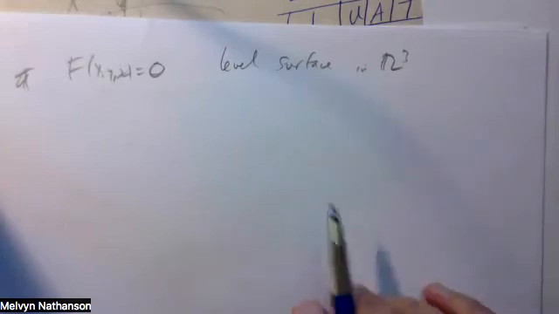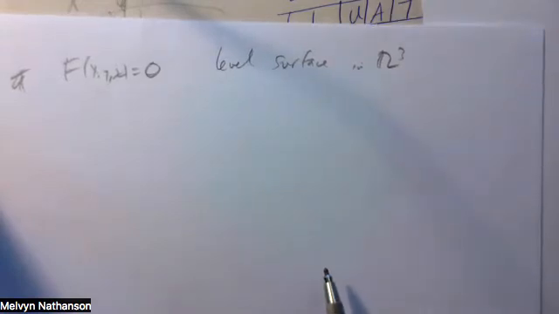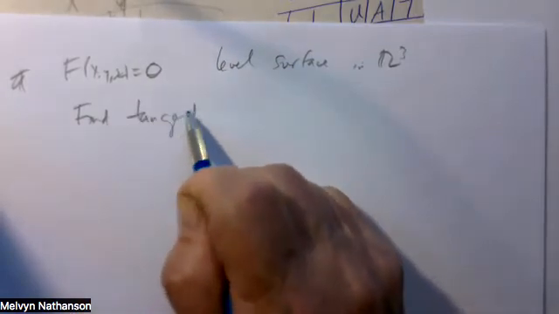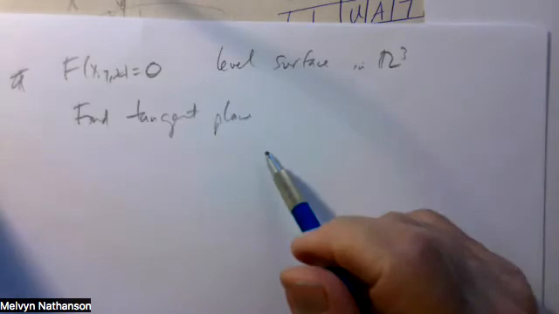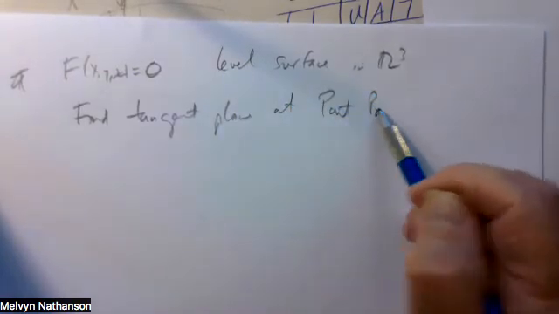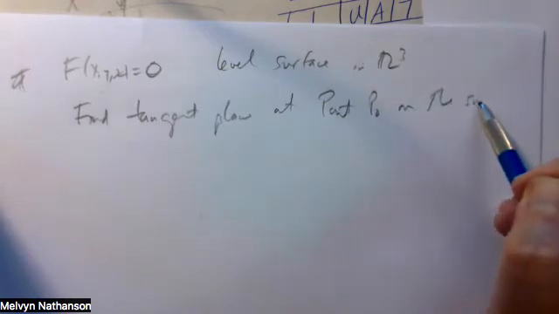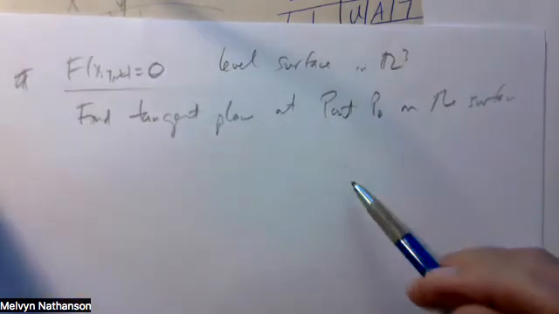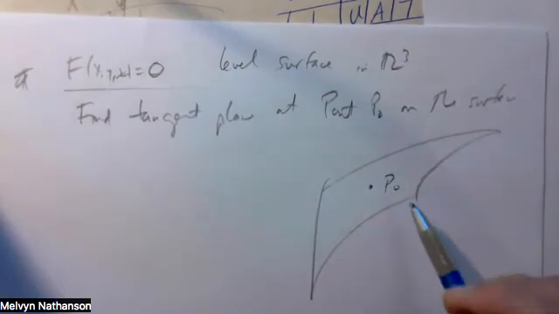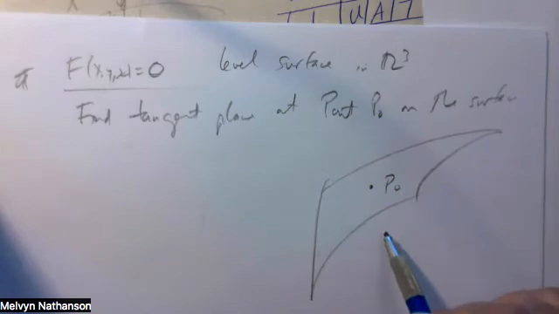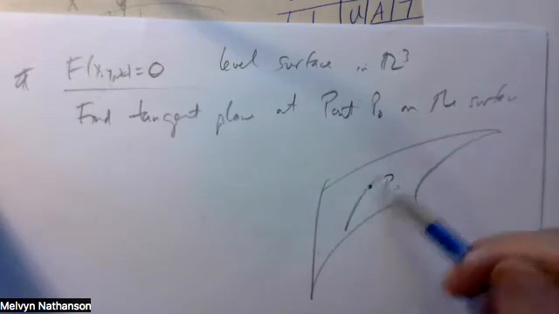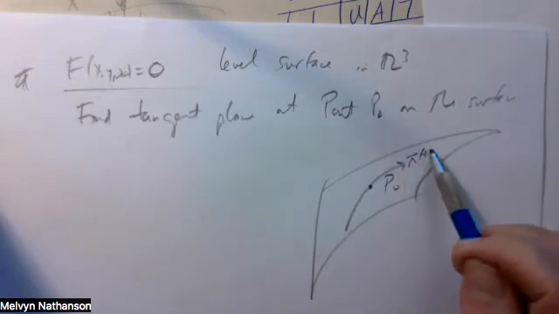And we want to find the tangent plane at some point P0 on the surface. So this surface looks like that, and here we have some point P0. And suppose in this surface, I have a curve r of t.